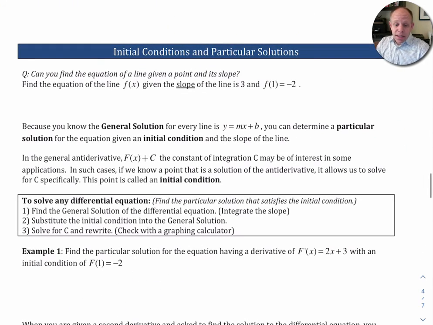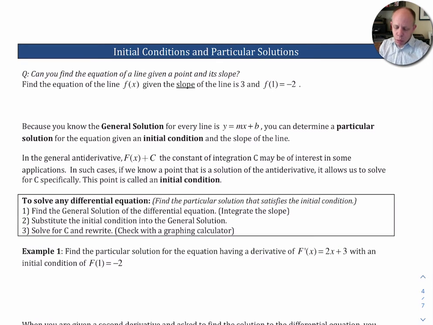All right, our last topic for the day is initial conditions and particular solutions. So what we're going to do in this case is take that plus c and actually figure out what it is, because we're going to learn what a point on the original equation was. And so we're going to use the point and the slope, or the point and the derivative, to actually figure out what the original equation is.